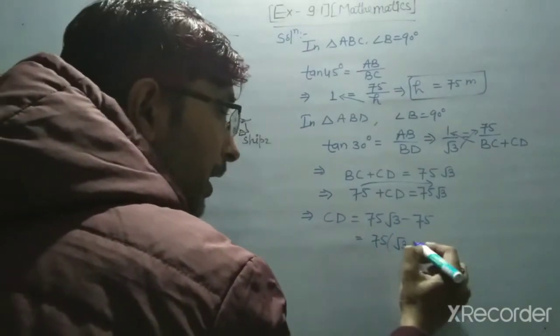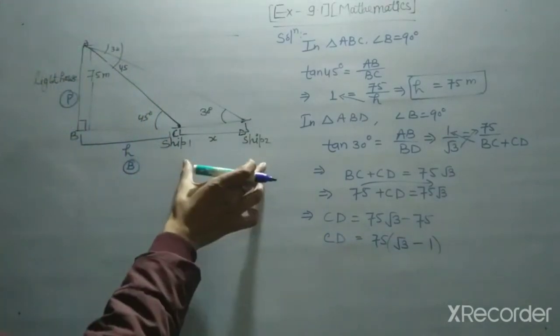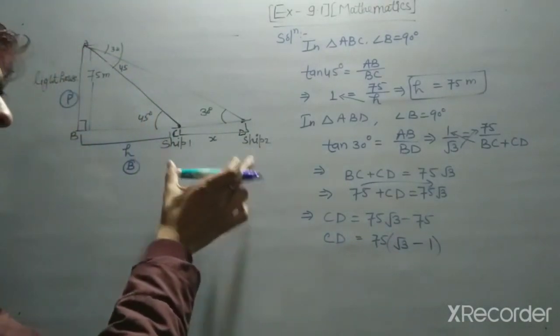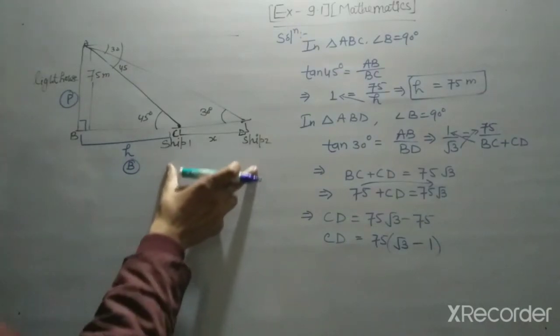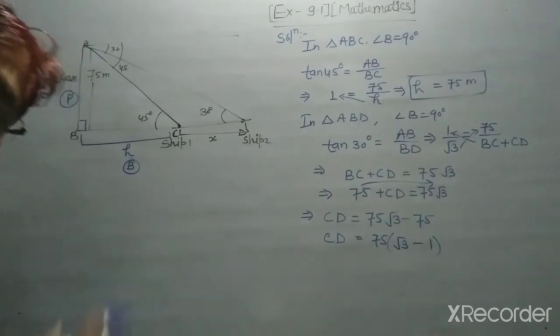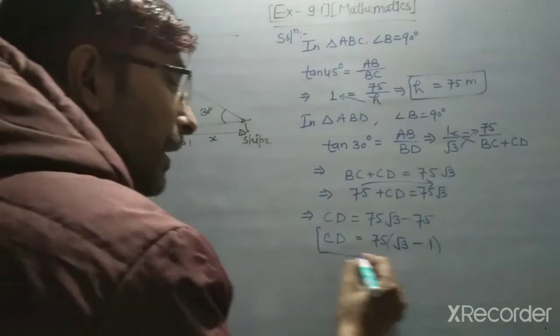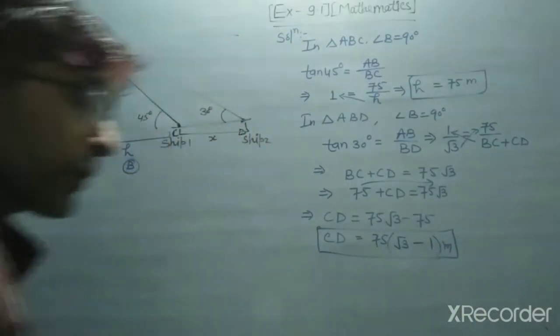13 under root 3 minus 1. And this is the value of CD, and we have to find only the distance between the ship and the... what is the distance between the ship, here in this figure, that is the value of CD. So we have to find only the CD value. This is your answer. Clear? Now you have understood what we have to do with this question.